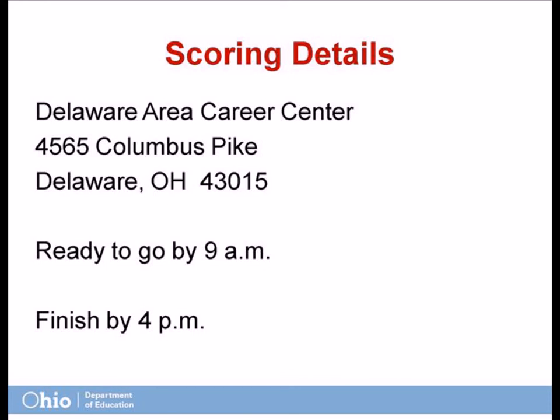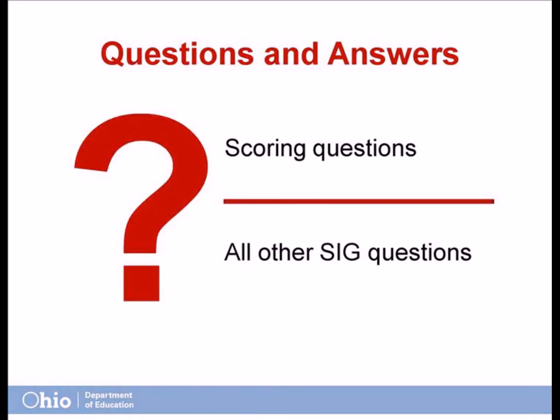The grant scoring event will be held at the Delaware Area Career Center, 4565 Columbus Pike, Delaware, Ohio. Grant scorers should be seated and ready to begin scoring at 9 a.m. The registration table for the scoring event will be available by 8:15 a.m. The scoring event should conclude by 4 p.m.